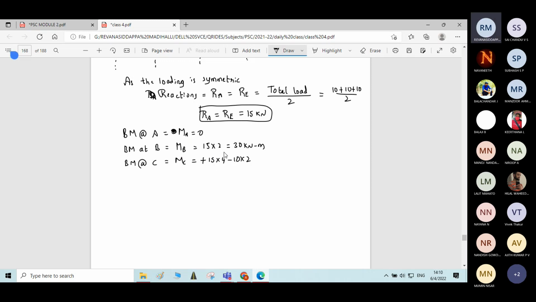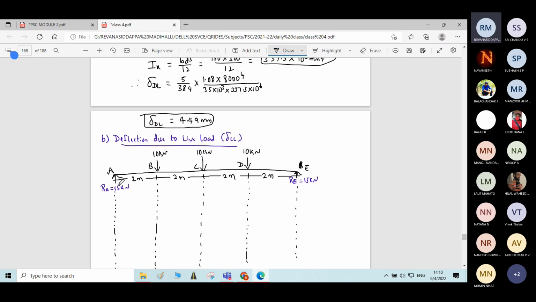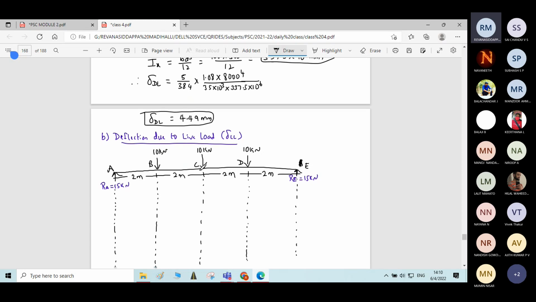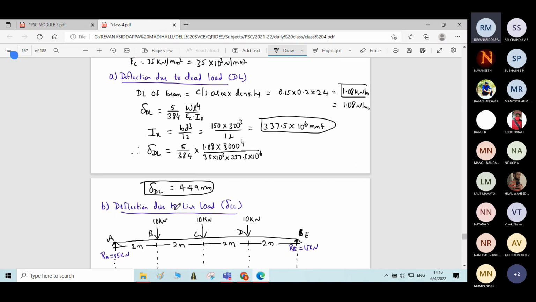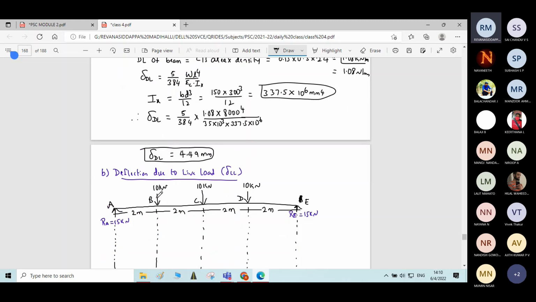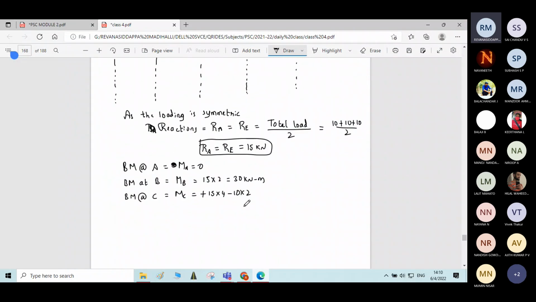Why plus 15 into 4? Because this 15 kilonewton reactive force will cause positive bending moment, meaning clockwise bending moment about point C. That is why the sign is plus. Coming to this 10 kilonewton load, it will cause negative bending moment, meaning anti-clockwise moment about point C. That is why minus. 15 into 4 minus 10 into 2, so you will get the answer as 40 kilonewton meter.